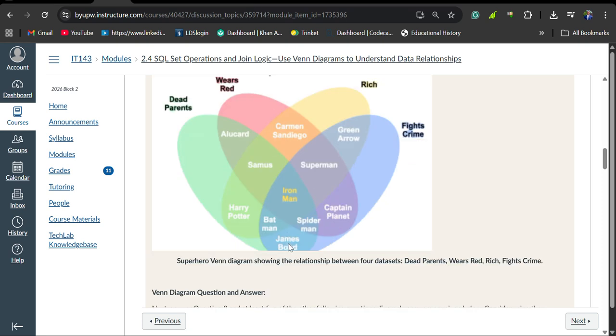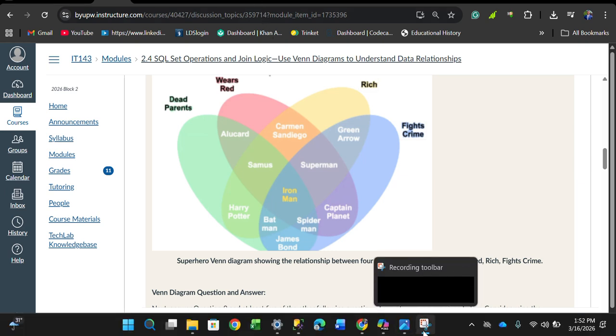Now looking at James Bond, we see that James Bond has a dead parent and fights crime, but James Bond is not rich and does not wear red. And we can also see here that Batman fights crime, does not wear red, and also has a dead parent.